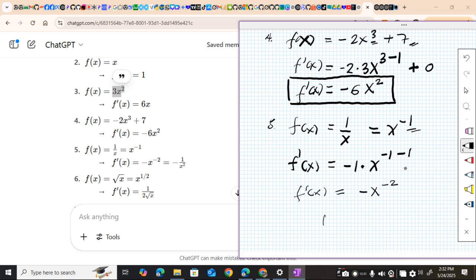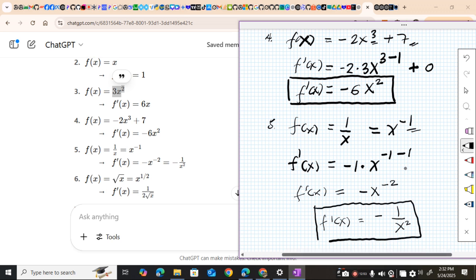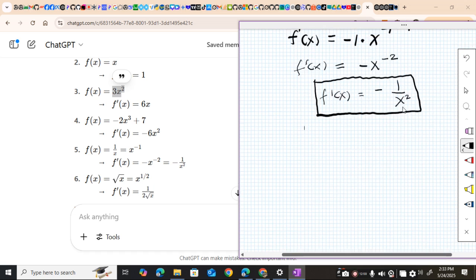Or simply, the derivative is negative 1 over x squared. So you bring down the power, change the sign, so it's x squared, 1 over x squared. So let's proceed now with number 6.